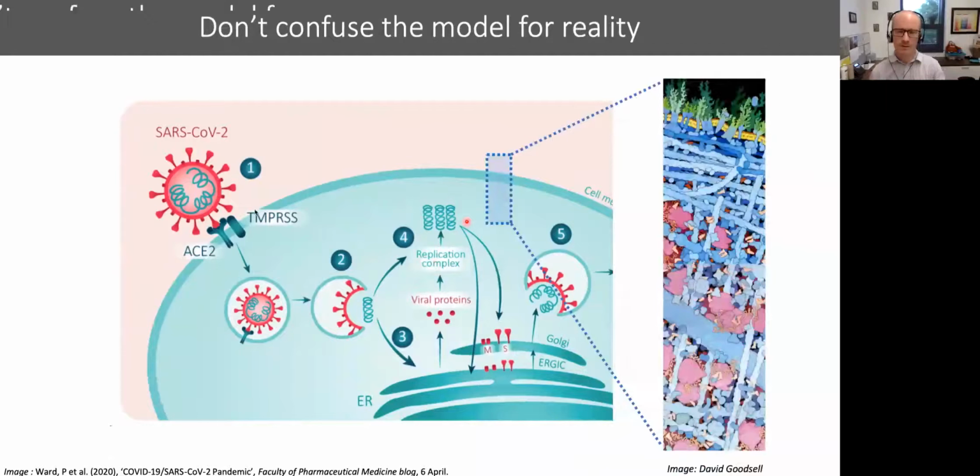The second point is a very general one, which is to not confuse the model for reality. This is something that I try to hammer into my students over and over again. So the graphic that's shown here is the infectious cycle of SARS-CoV-2, and it seems very simplistic. There are these 6 general steps, the virus kind of migrates through the cell and generates new viruses on the other side. But reality, of course, is always more complicated and messy.